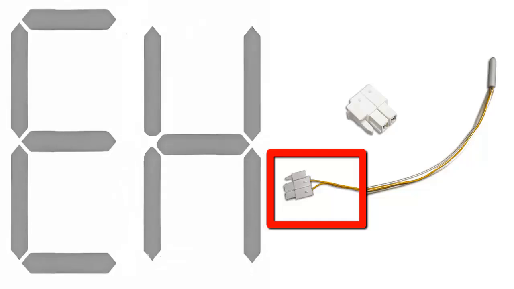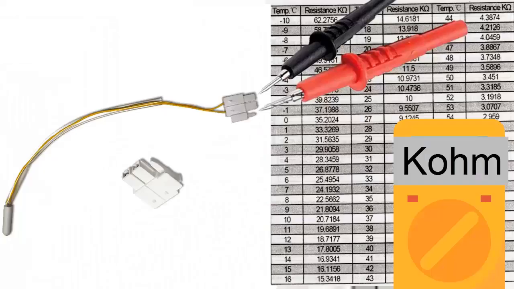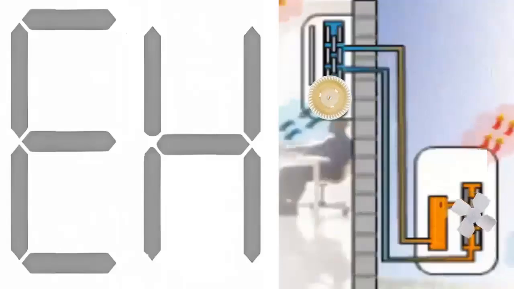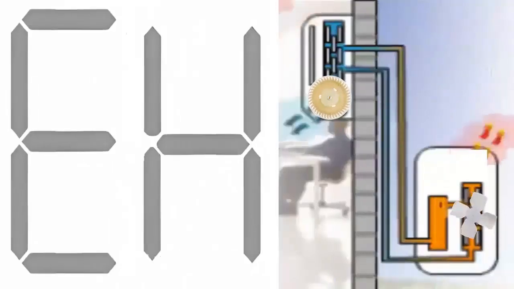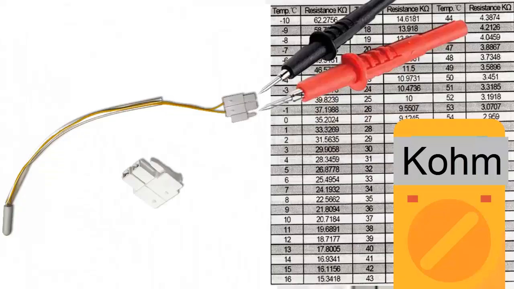4. The value of this sensor in many units is usually 10 kiloohms at a temperature of 25 degrees Celsius. Replace the defective sensor with a new one of the same specifications. To do this, disconnect the sensor from the electronic board and using a multimeter set to kiloohms, measure the sensor's resistance.